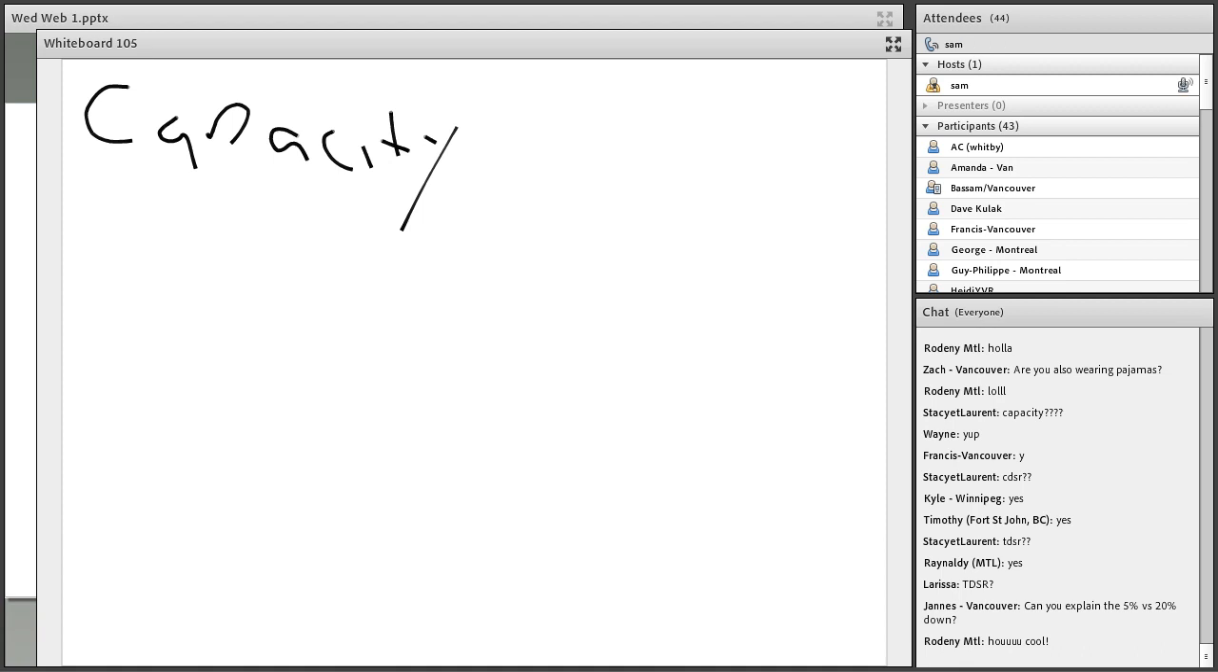Okay, so if we can get right back into capacity, the first ratio that all lenders are going to look at is your GDSR, which is your gross debt service ratio. So take your income. Let's just use the example of $100,000 of income.